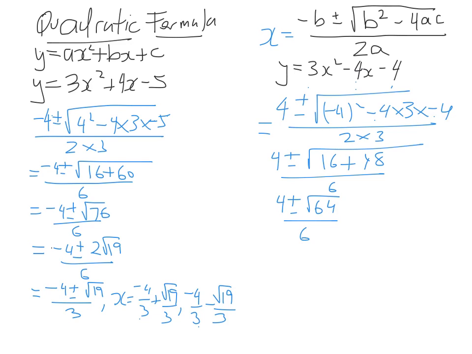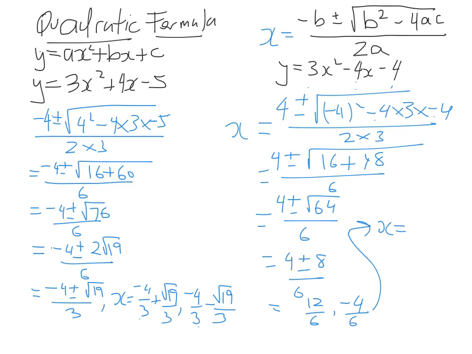And these are all x. So then from there, we've got 4 plus or minus 8 over 6. So we end up with 12 over 6, since 4 plus 8 makes 12, or 4 minus 8, which is negative 4 over 6. So therefore, x equals either 2 or, simplifying negative 4 over 6, negative 2 over 3. So that's our two x-intercepts for this one, 2 or negative 2 over 3.